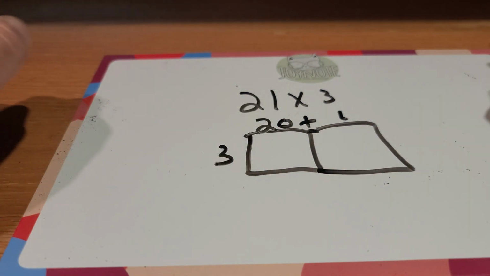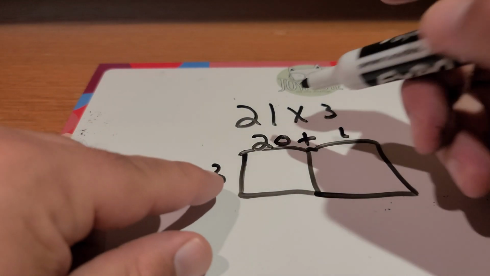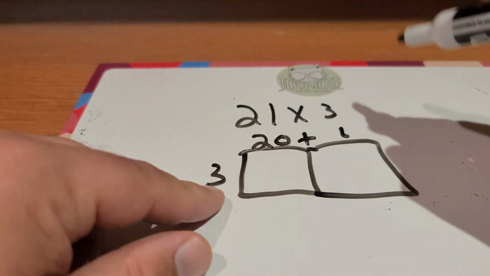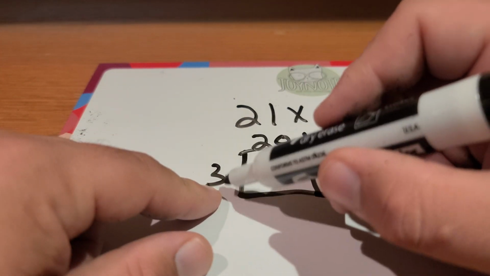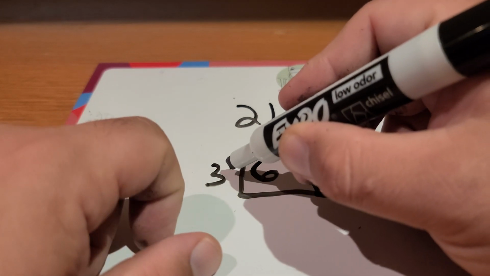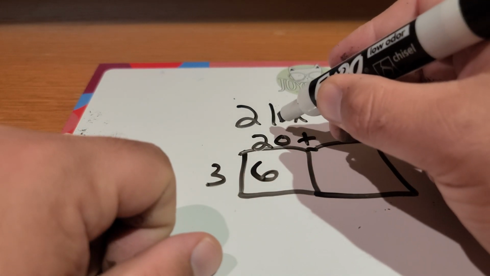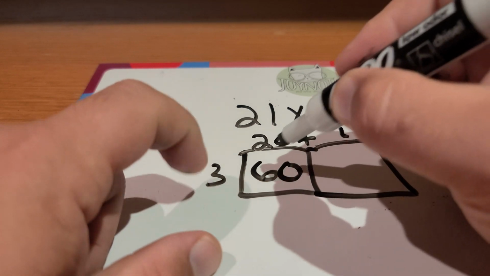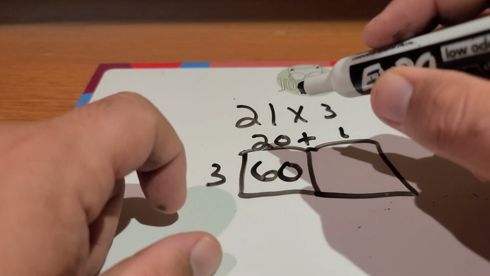3 times 20. So here's a hint for doing this. Just look at the first numbers when you have a 0. What's 3 times 2? 3 times 2 is 6. How many zeros do I have? I have none over here. I have 1 here. That's how many zeros I add. So 3 times 20 is 60.